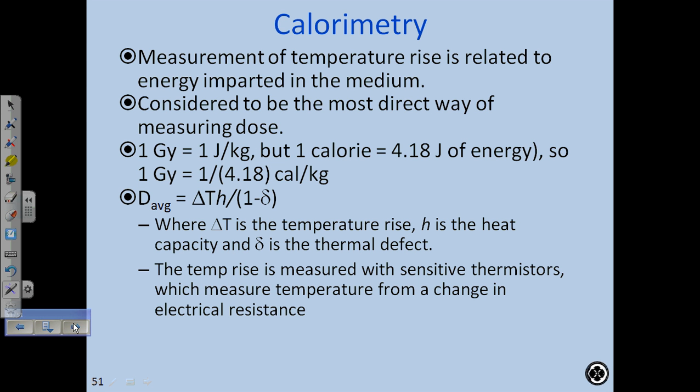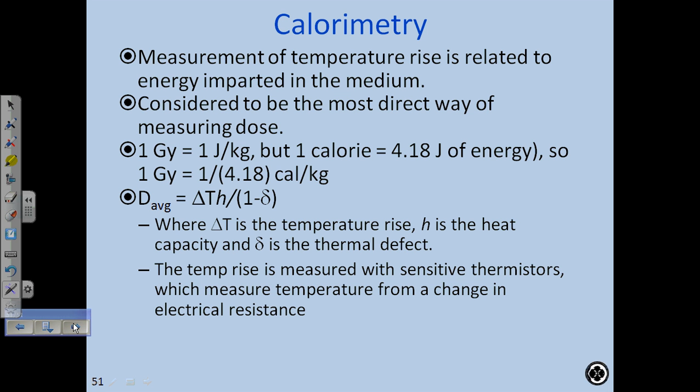It's considered the most direct way of measuring dose because you're measuring energy. You're not measuring ions collected and relating them to dose. You're not measuring light collected and relating it to dose. You're measuring energy. You're measuring dose. And so 1 gray is equal to 1 joule per kilogram. We know that. That's just the conversion.